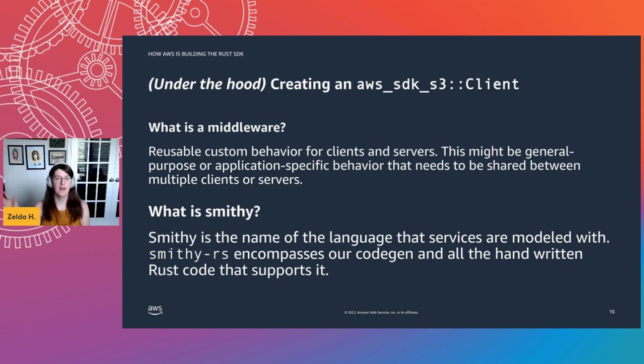So at the end, you have a request that's ready to be sent off to some service, or you have a response that's been processed in whatever way your app requires. And then Smithy is the name of the language that all of the AWS services are modeled with. Smithy RS is our specific code-gen tool, or rather collection of a bunch of tools. But Smithy itself is kind of the whole thing. It's the modeling language itself.